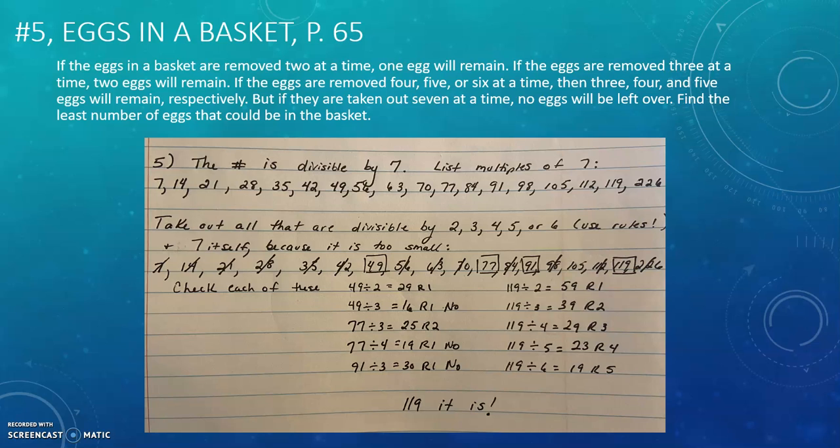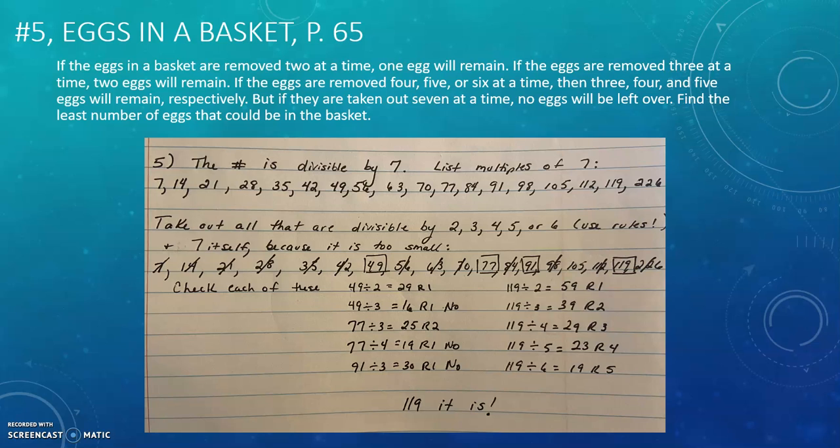Okay, number 5, eggs in a basket. It says if the eggs in a basket are removed 2 at a time, 1 egg will remain. If the eggs are removed 3 at a time, 2 eggs will remain. If the eggs are removed 4, 5, or 6 at a time, then 3, 4, and 5 eggs will remain respectively. What if they are taken out 7 at a time? No eggs will be left over. Find the least number of eggs that could be in the basket.